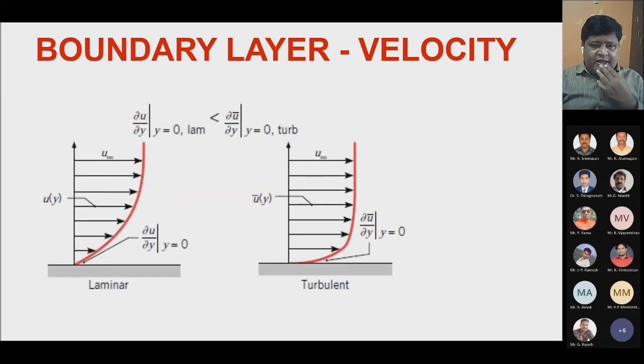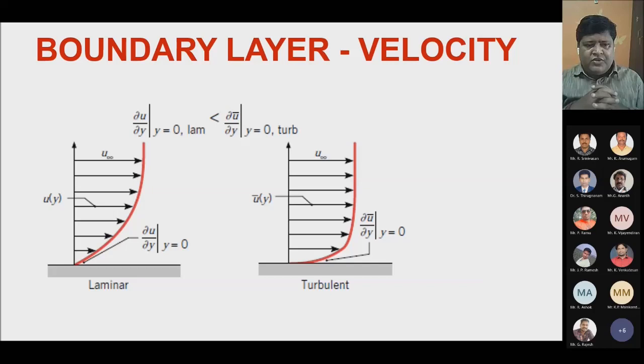So in laminar and turbulent, what is the difference in the velocity profile? In laminar, you can see dou u by dou y at y is 0. That means at the surface, adjacent to the surface, the velocity is 0. Mathematically when we say that, physically we mean that on the surface, very close to the wall, the velocity of the fluid is 0. That is what we say.